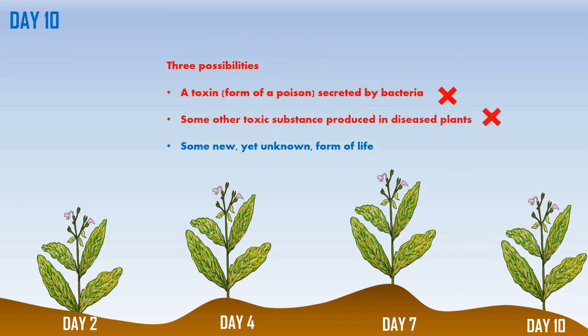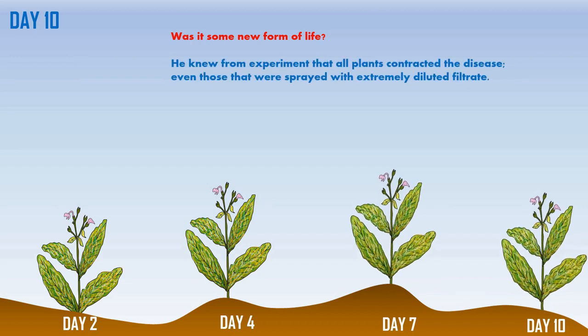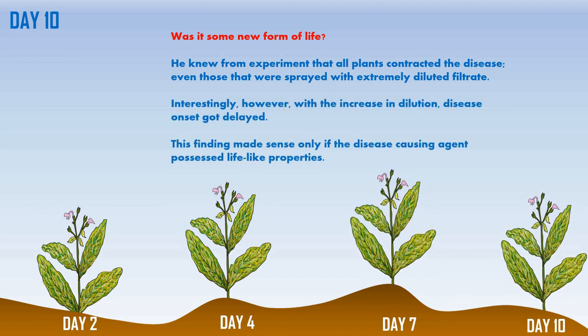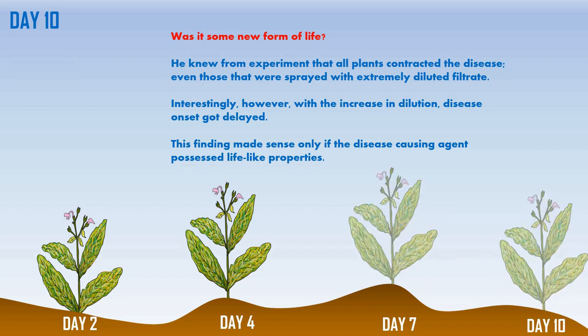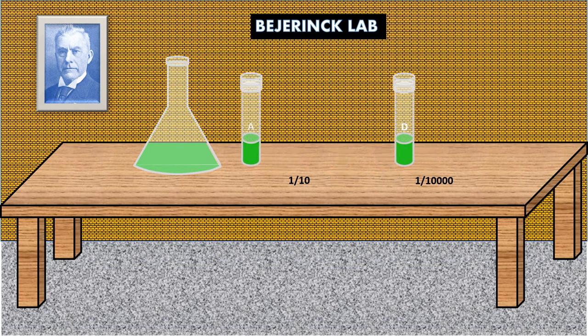If it was not a bacterial secreted or any other toxin, what was it? The only possibility was that it could be some yet unknown, bizarre living thing, as plants got the disease even when inoculated with the least concentrated filtrate. Delayed onset of disease in these plants can only make sense if the disease-causing agent is living, which means it increases in number as the infection proceeds after inoculation. To explain it further, let's compare how infection should proceed when plants are inoculated with the most concentrated versus the least concentrated filtrate.